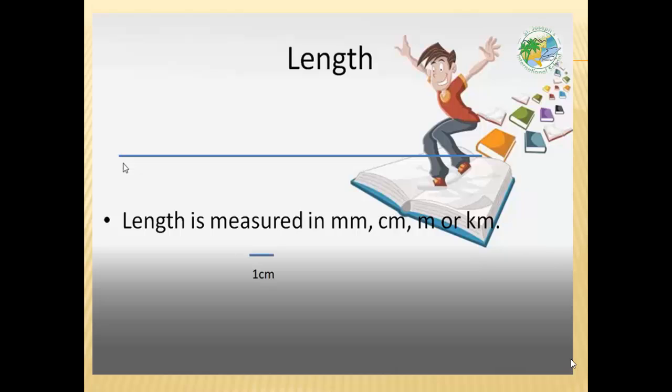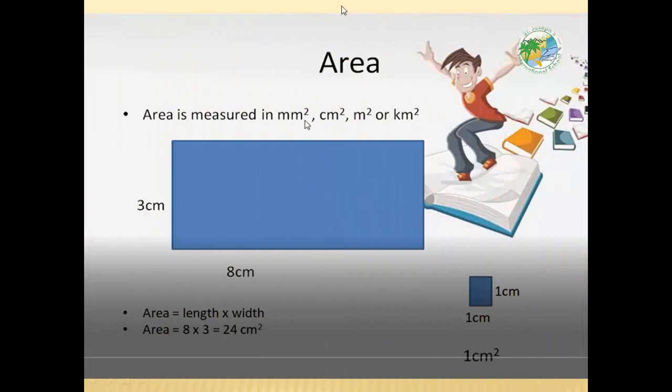So here, measuring units of length. Length is measured in millimeters, centimeters, or kilometers. Now, what is the measuring unit of area? Area is measured in millimeter square, centimeter square, meter square, or kilometer square.